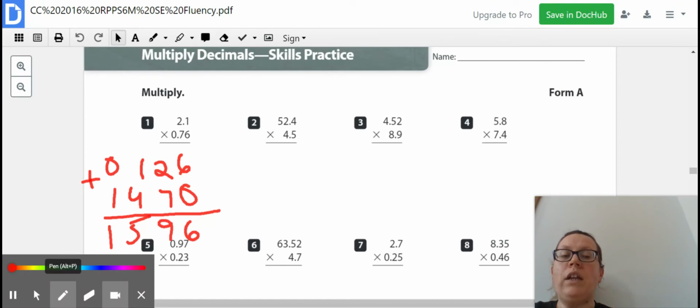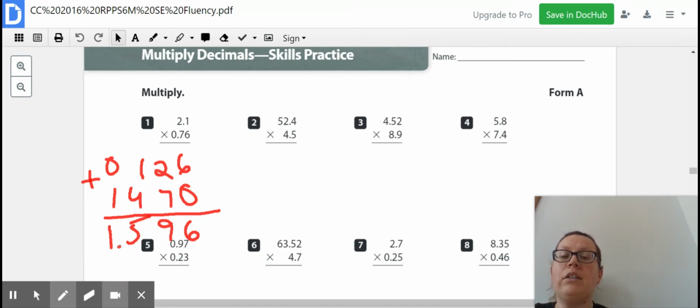And I am going to move my finger over once, which will land me between the 6 and the 9, twice, which will land me between the 9 and the 5, and then a third time, and that will land me between the 5 and the 1, and that's where I put my decimal point.